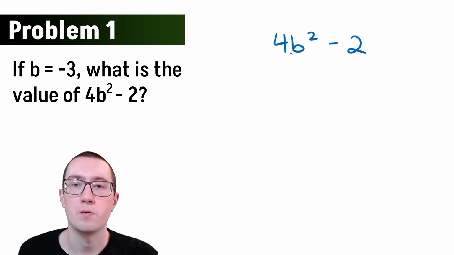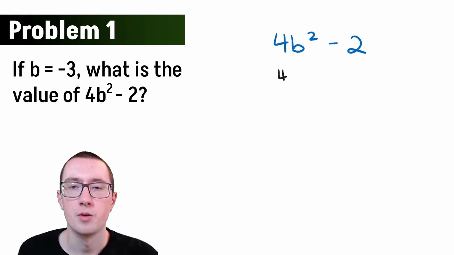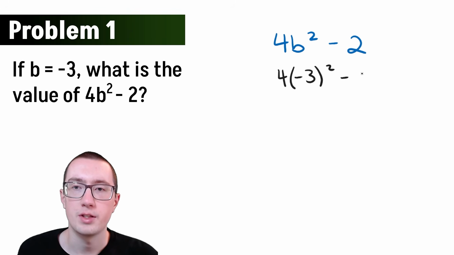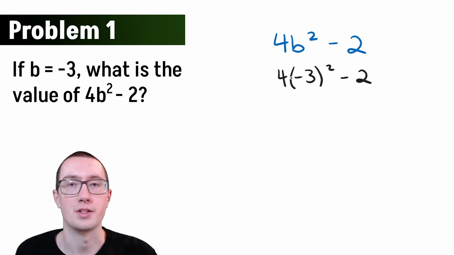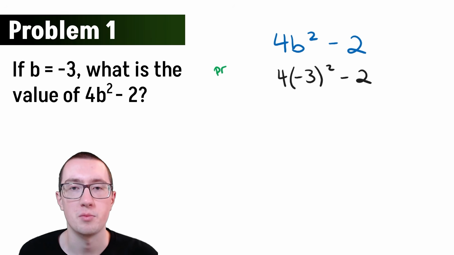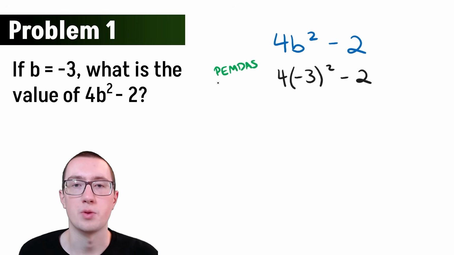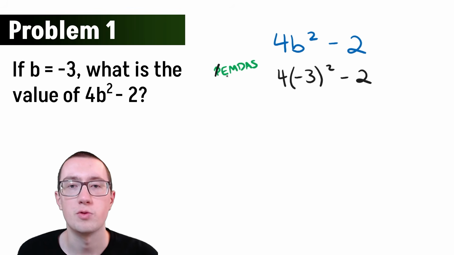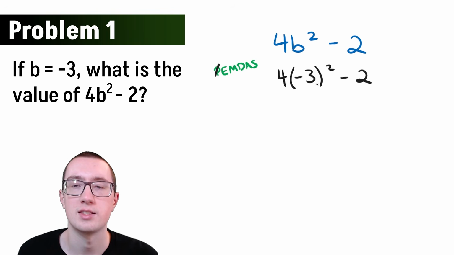So I'm going to rewrite 4b squared minus 2, but instead of b, I'm going to write -3. And I'm putting it in parentheses so that we don't get confused over it being like subtraction or anything. Now we just need to simplify this. And to find out which step to do first, we're going to need to use PEMDAS, the order of operations. So the P in PEMDAS stands for parentheses, but the only thing in parentheses is this -3 just by itself. So we can't really do anything with that. So let's move on to E, which is exponents. And I see here we have -3 to the power of 2.